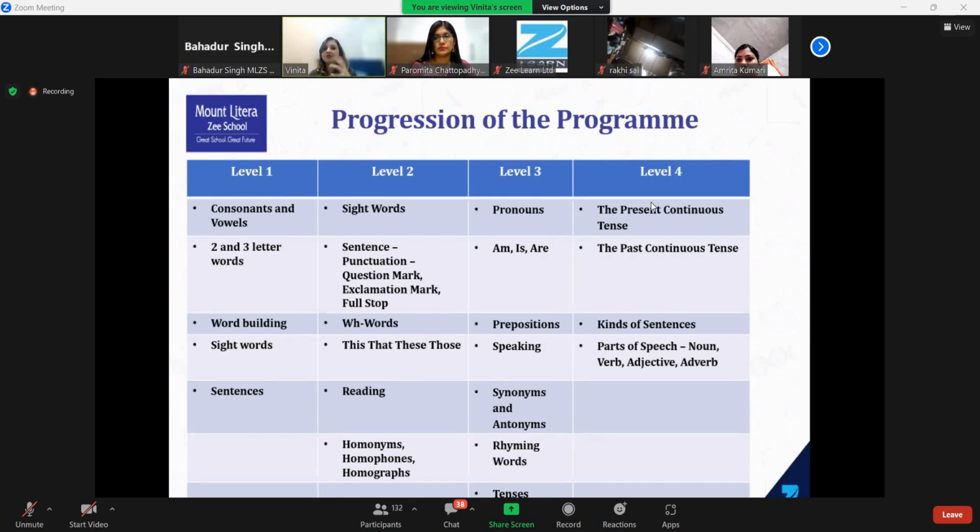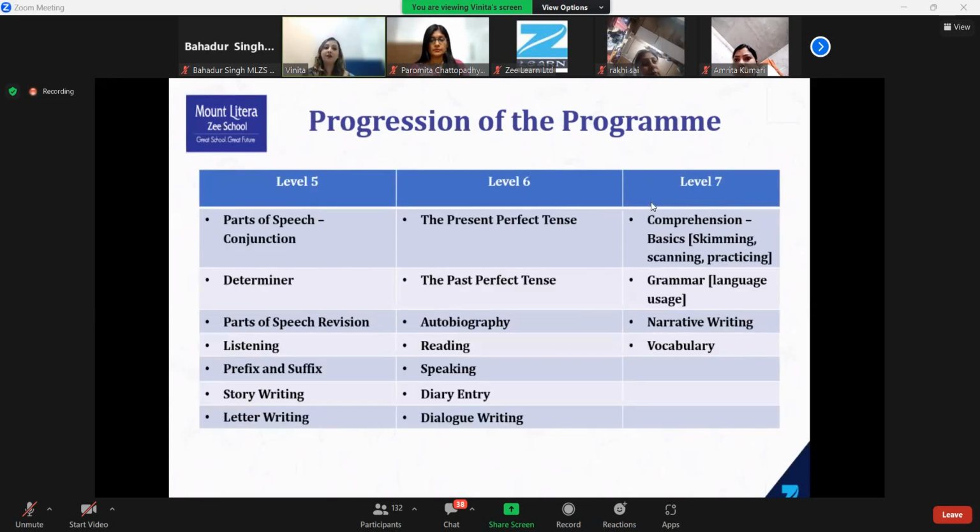You see level 2 now: sight words, sentences, various punctuations, WH words, demonstrative words, reading. Then we have homonyms, homophones, homographs. Then you see the pronouns, am, is, are, prepositions, and then synonyms, rhyming, tenses. Level 4 is tenses again, sentences, and parts of speech. These are the basic grammar that we have identified that a child really needs to know. Then for level 5, we have a continuation of the parts of speech.